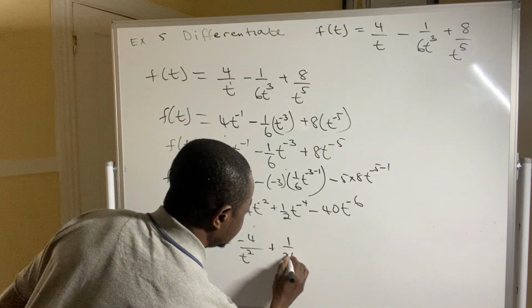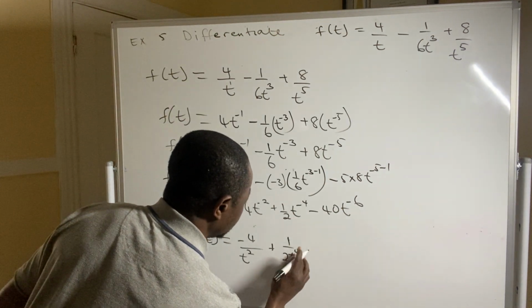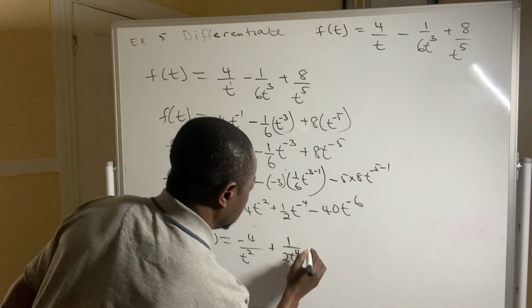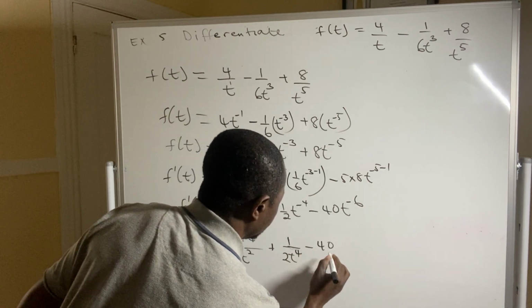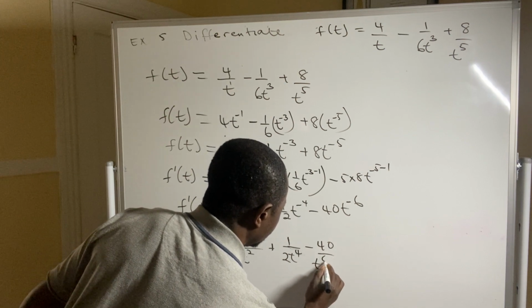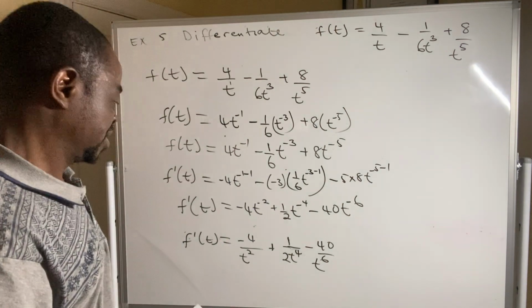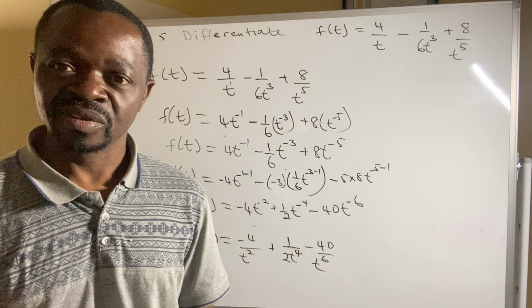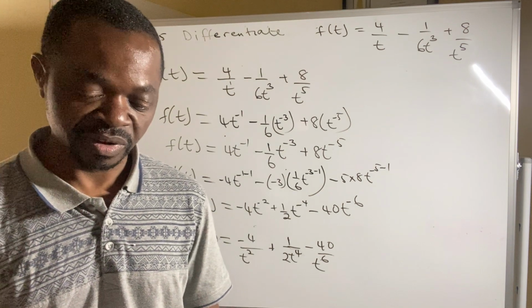This is t to the power 4. And then minus 40 over t to the power 6. Right, that's the final answer for the 5th example.